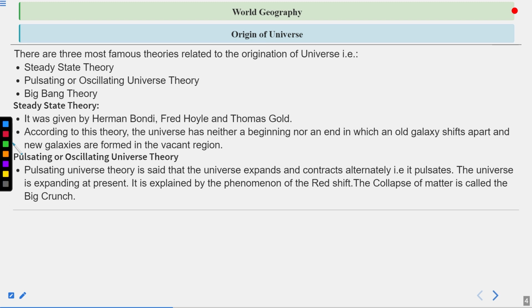The time when it starts collapsing is called the Big Crunch. And another theory that we learned about is the steady state theory. In this theory, the universe has neither a beginning nor an end, in which old galaxies shift apart and new galaxies are formed. So basically, it is just saying that it is a continuous process. It has no beginning, no end, and it will keep going on. The old galaxies will go away and the new galaxies will form. That is the steady state theory, and it was given by Hermann Bondi, Fred Hoyle, and Thomas Gold.